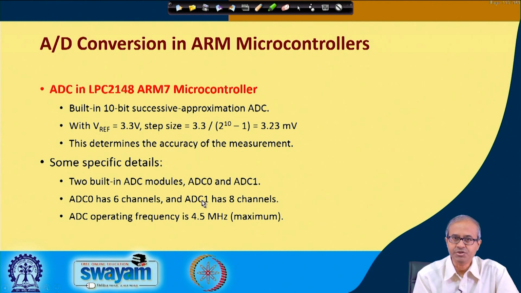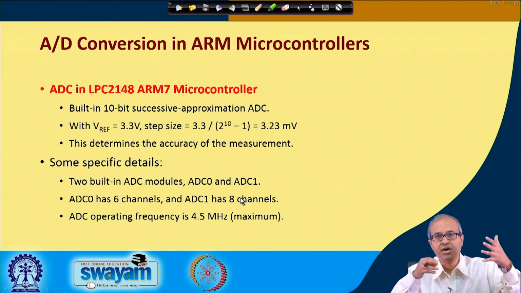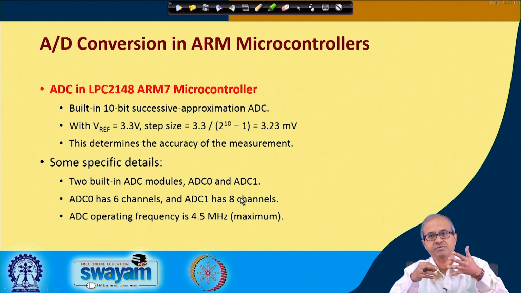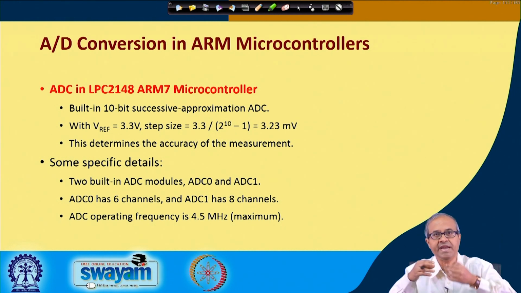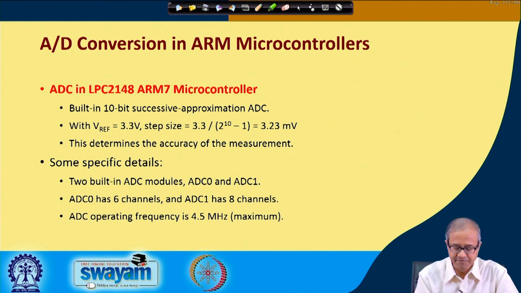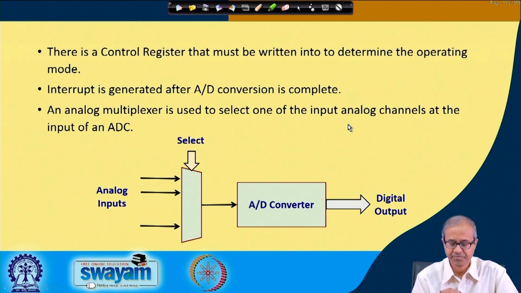And this ADC 0 has 6 channels, ADC 1 had 8 channels. 6 channel means you could have connected 6 inputs for conversion, 8 channel means you could have connected 8 inputs, and the frequency of the clock was maximum 4.5 megahertz. This was the maximum clock frequency that was supported. Now, let us see how these channels work.